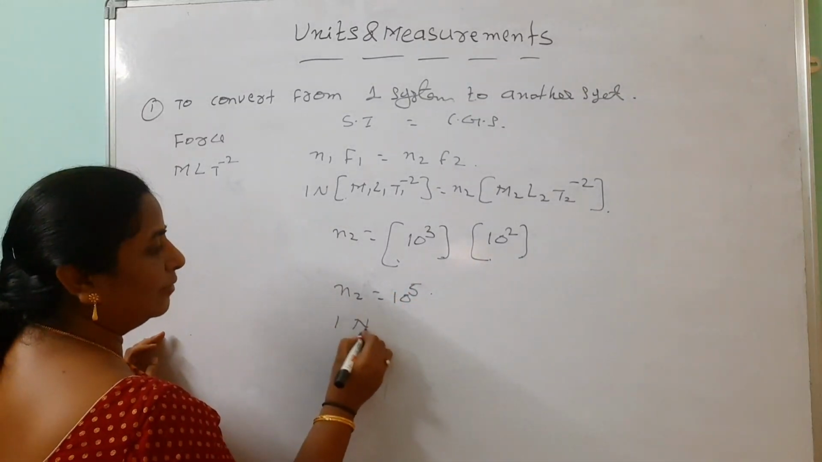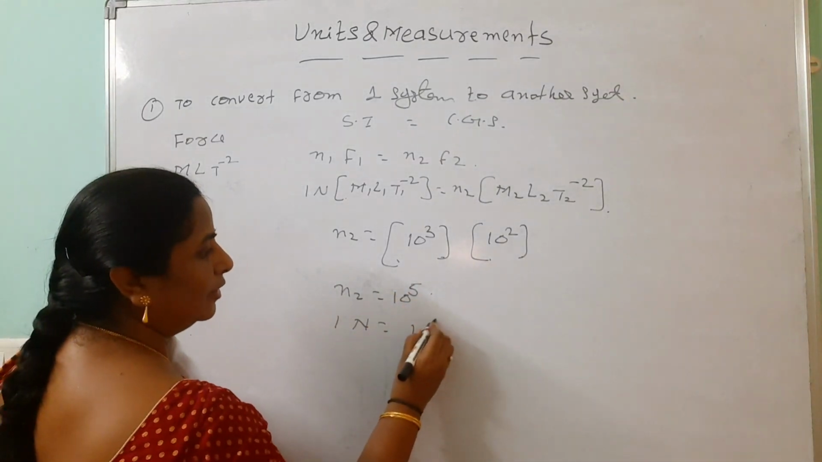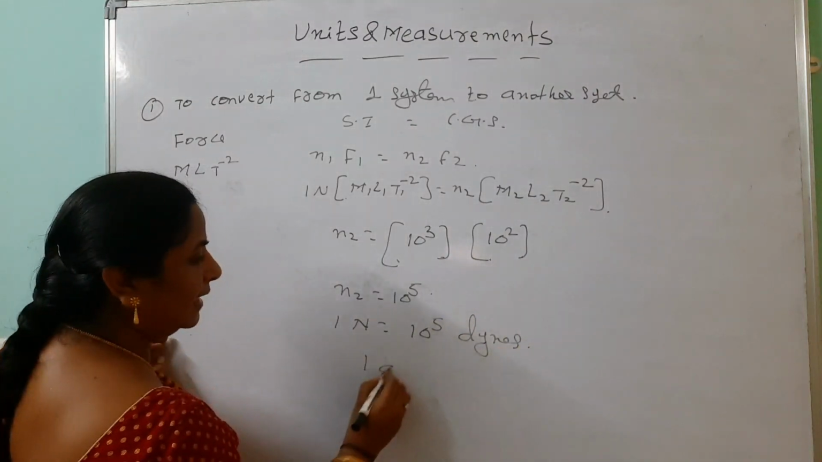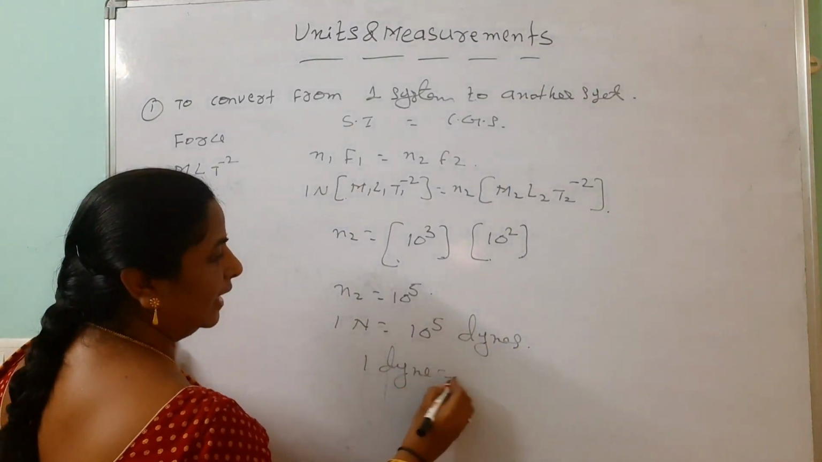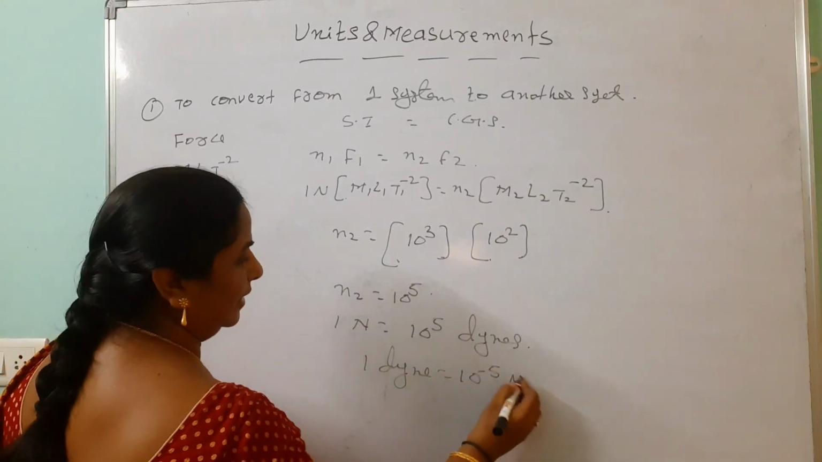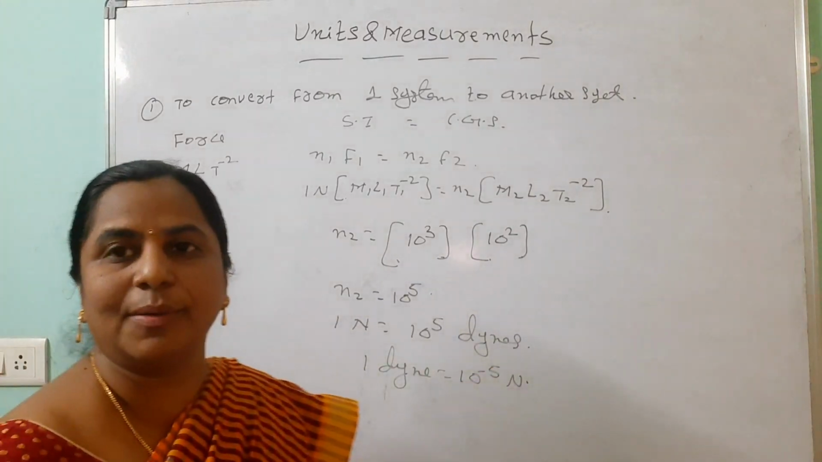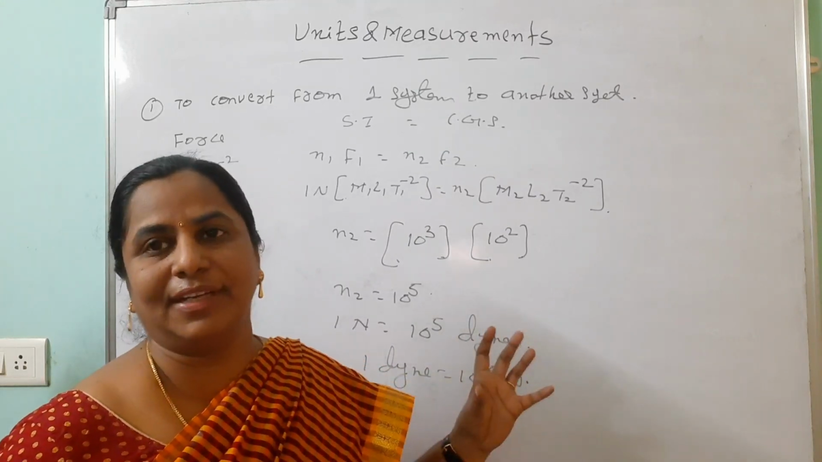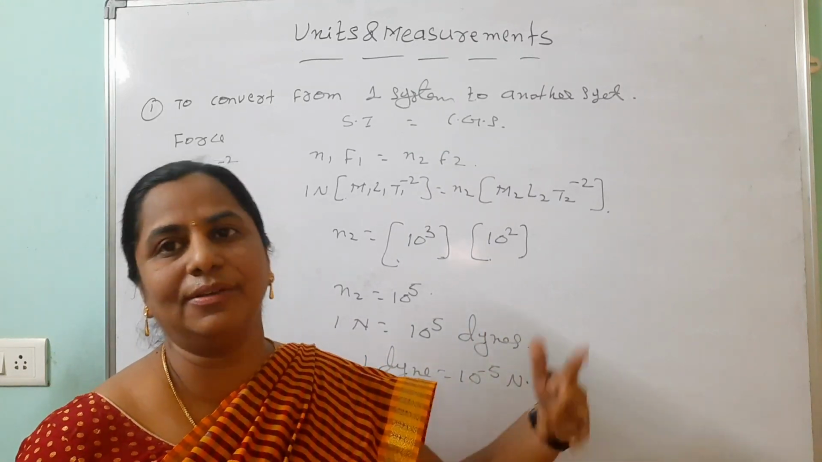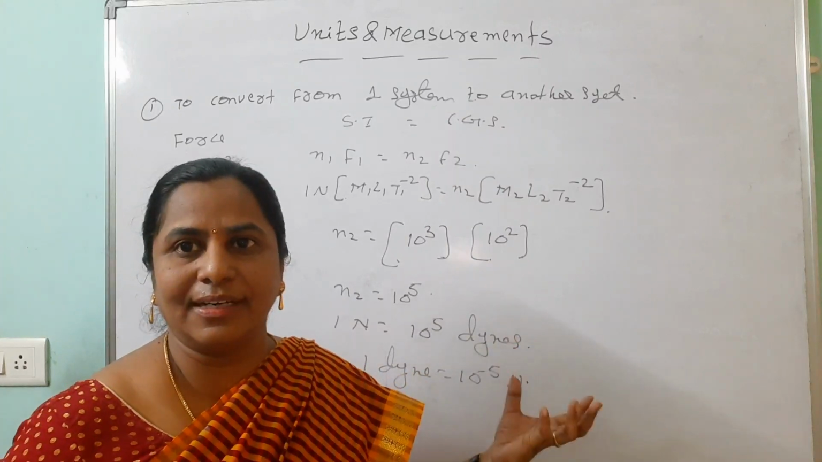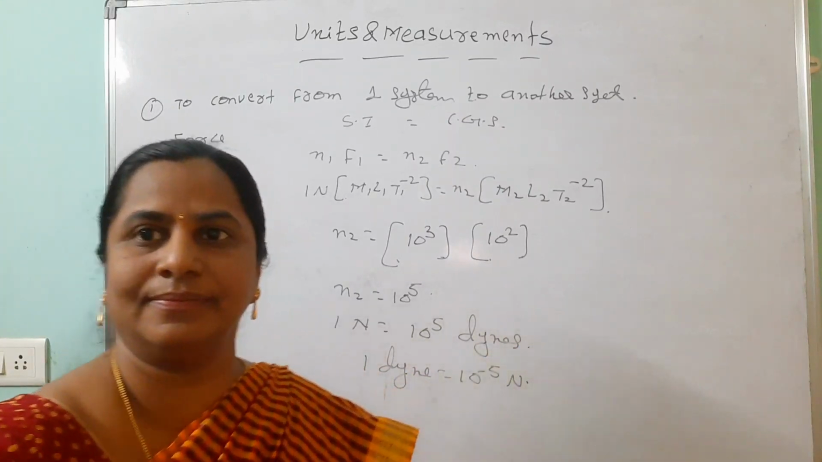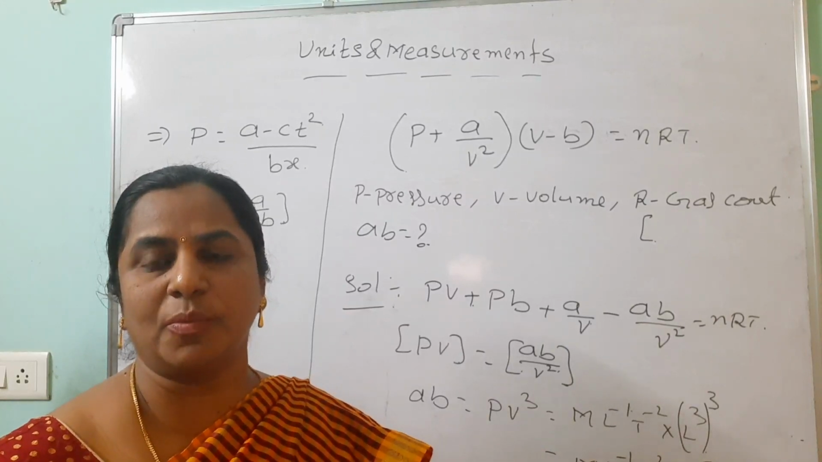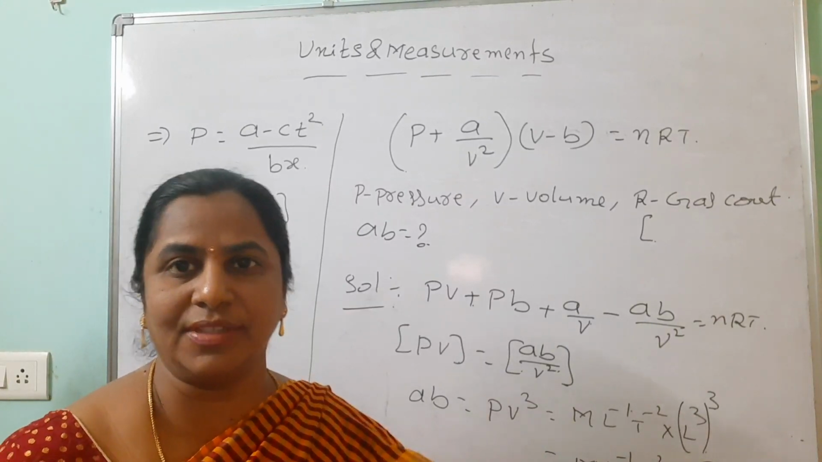So you can say that 1 Newton equals 10 to the power of 5 dynes. Like that 1 dyne equals 10 to the power of minus 5 newtons. Like that we can convert from one system to another system. Whatever the system, if you know the Newton, you can find out the dyne. When you know the dyne, you can find out the Newton. Two problems belong to the principle of homogeneity, or to check the correctness of the given equation.